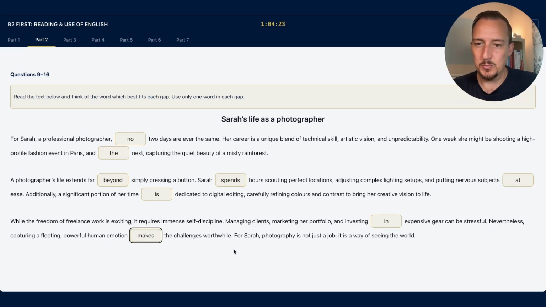Makes the challenges worthwhile. Yes, that's it. Nevertheless, capturing a fleeting, powerful human emotion makes the challenges worthwhile. So to make something worthwhile, it's a nice collocation, meaning that it's really valuable, or it's a good thing we did it, or it makes it worth us doing it. For Sarah Photography, okay, there we go.